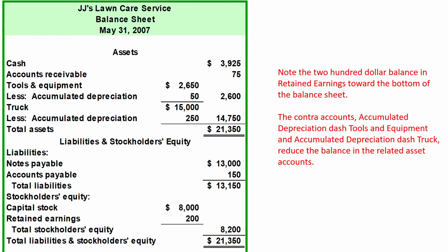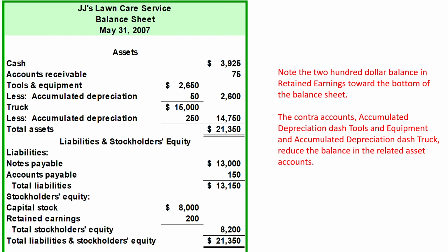So now this is the balance sheet of JJ Lawn Care Service. In the balance sheet, you know that on the left hand side we have assets, and on the right hand side we have liabilities and shareholders' equity, and both of them should be equal. You have to note here the $200 balance in retained earnings towards the bottom of the balance sheet. You can find the retained earnings in your liabilities and shareholders' equity; this retained earnings is $200.